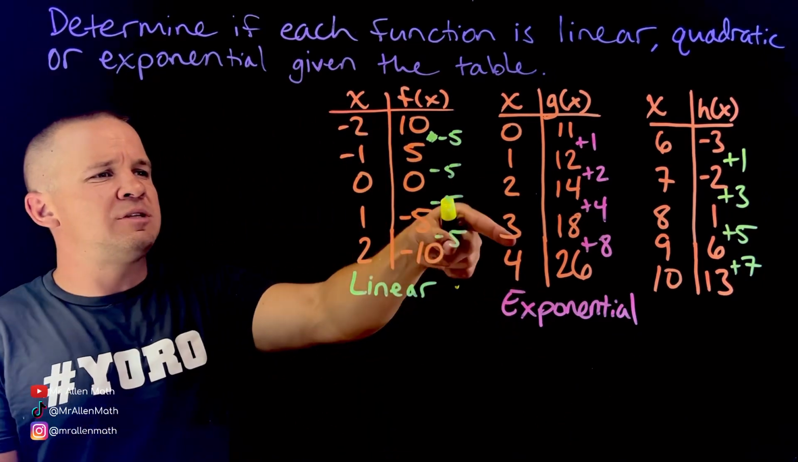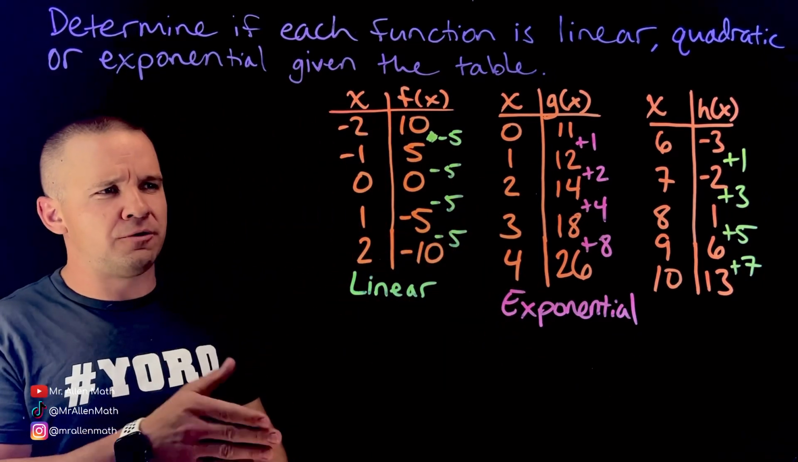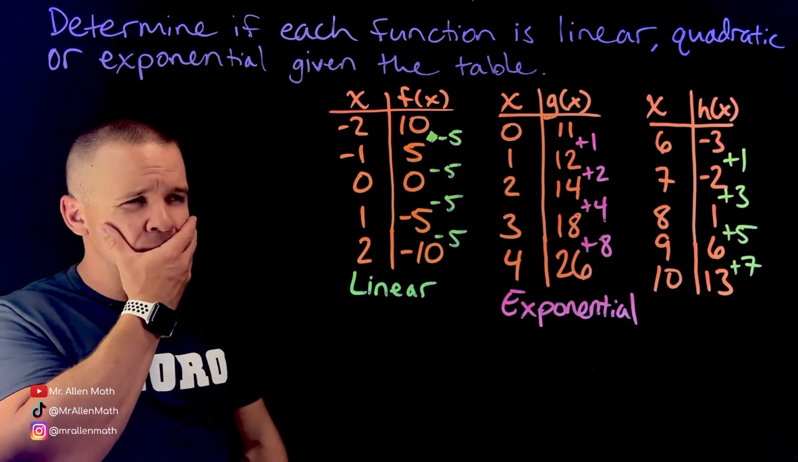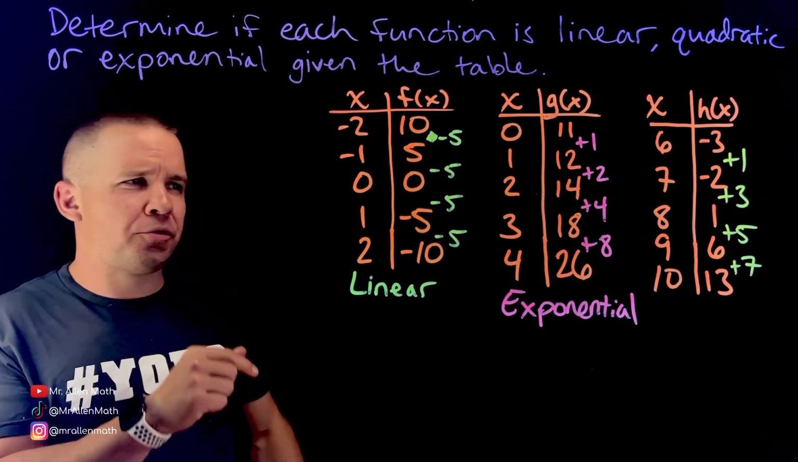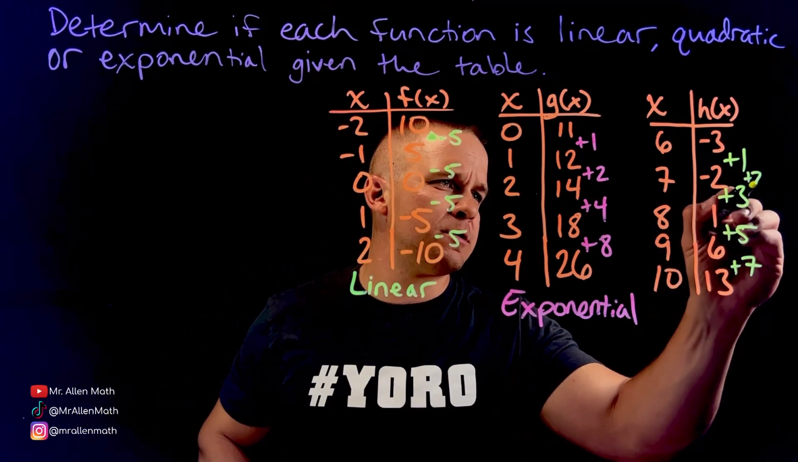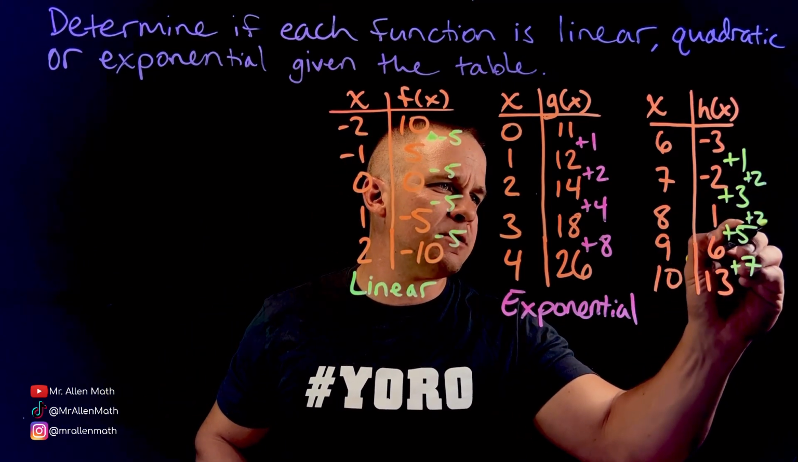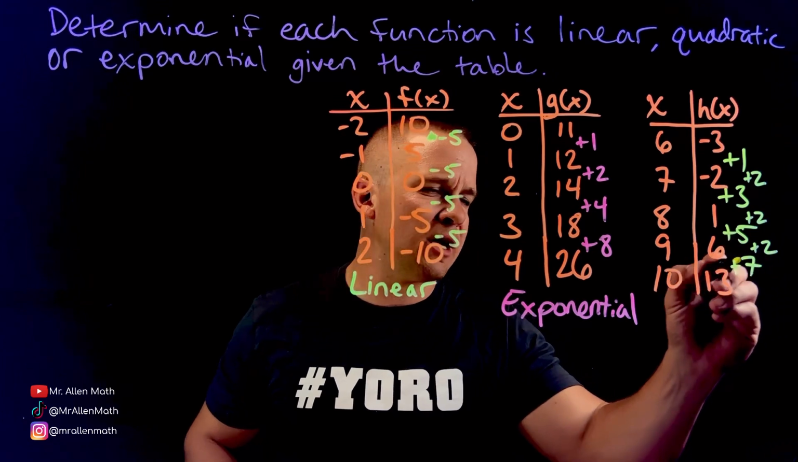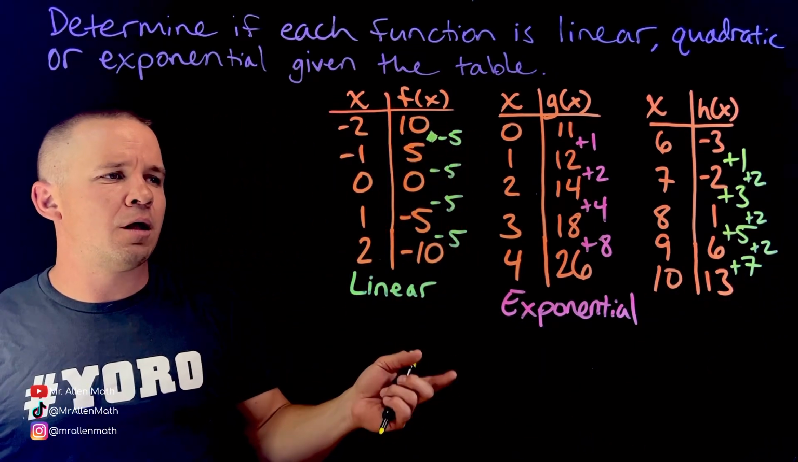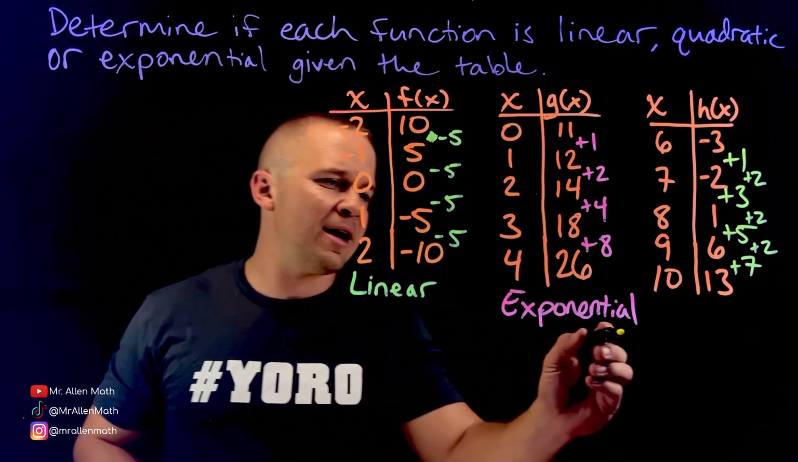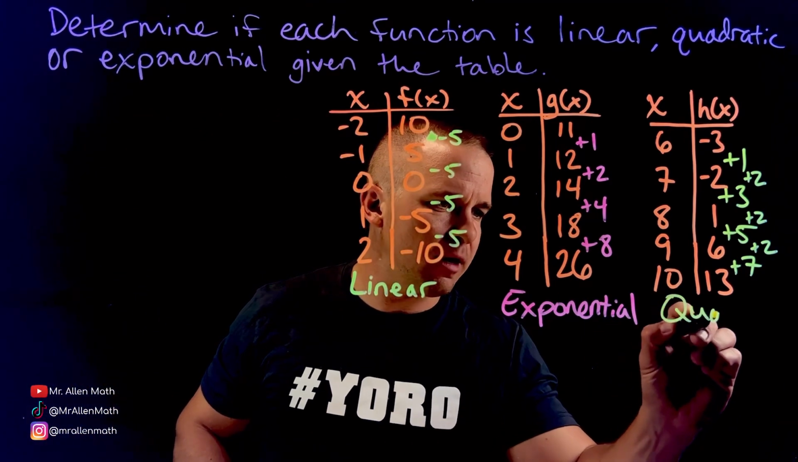Well, the last one was doubling each time. That was pretty clear: 1 to 2 to 4 to 8. That's not happening here. But from 1 to 3, that goes up by 2. 3 to 5, that goes up by 2. 5 to 7, that goes up by 2. So my second set of differences, if you will, are consistent. That is indicative of quadratic.